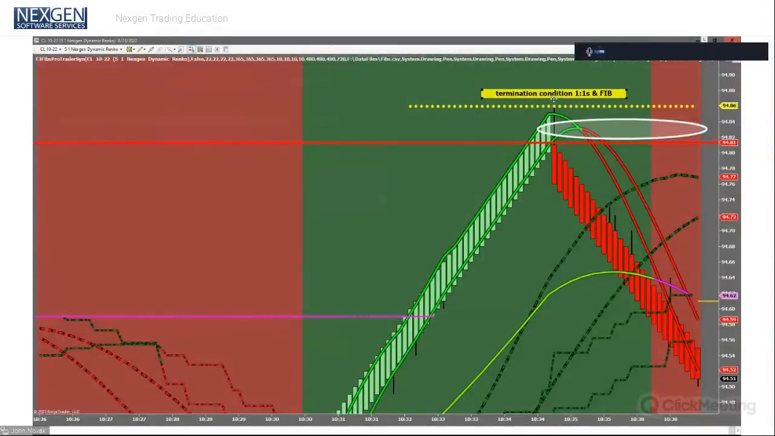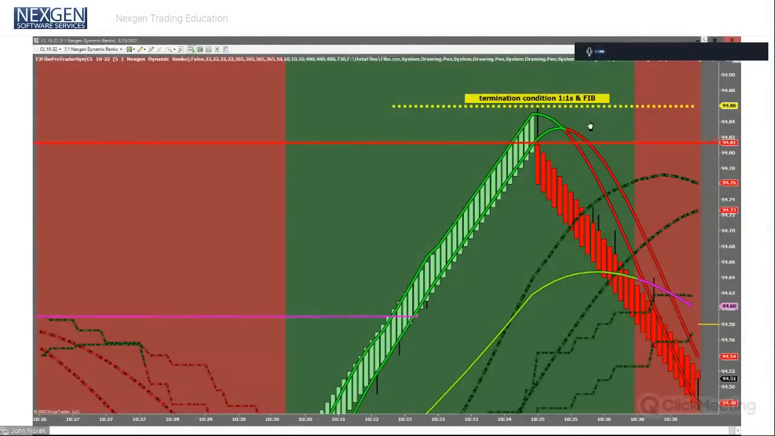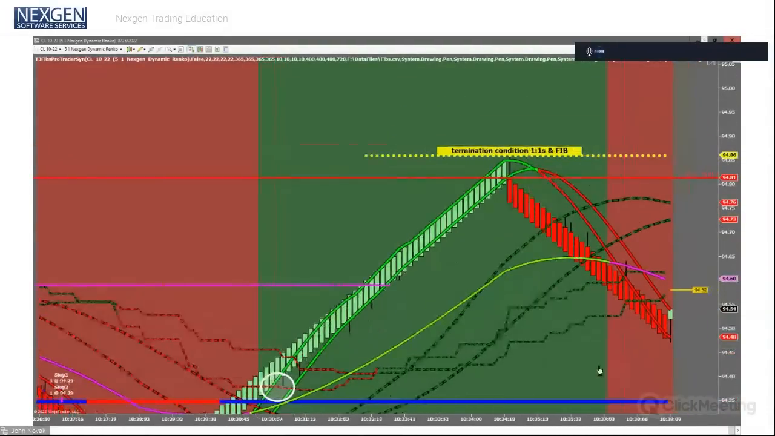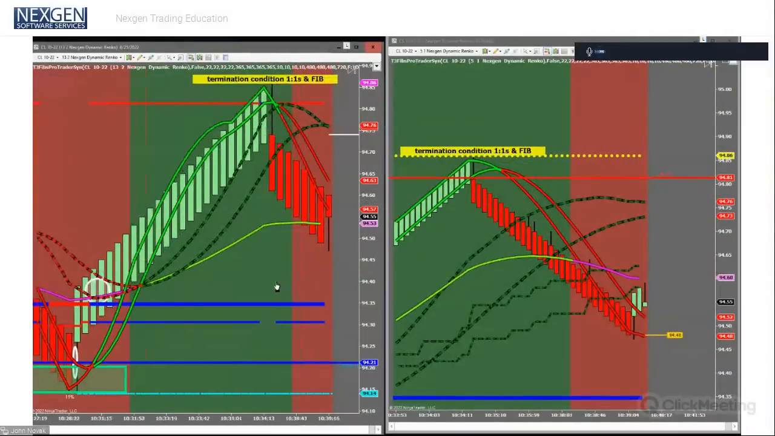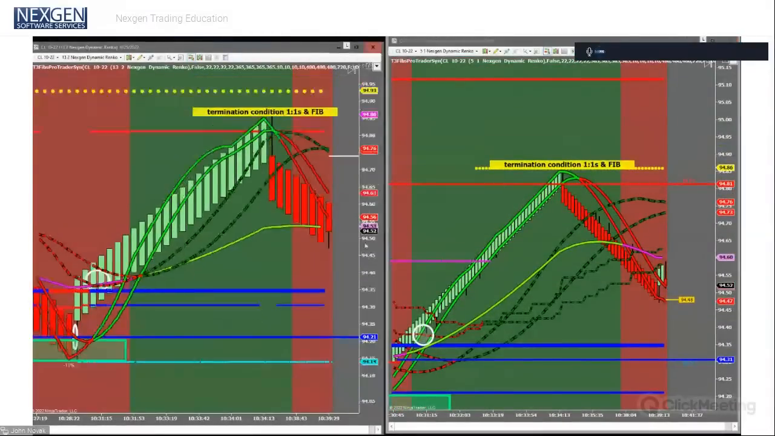You guys can do what you want with your trading, but when you hit 1-to-1s and fibs like that, for me, anything that goes above that, we'll rethink it. All right. So there's nothing to do at the moment, is there? That's the way it looks to me anyway.